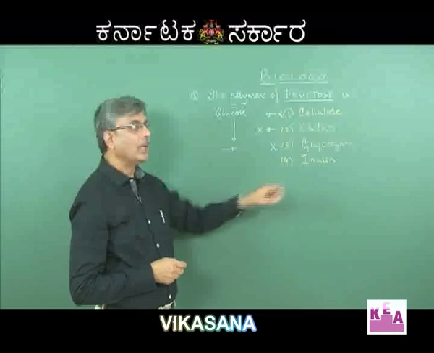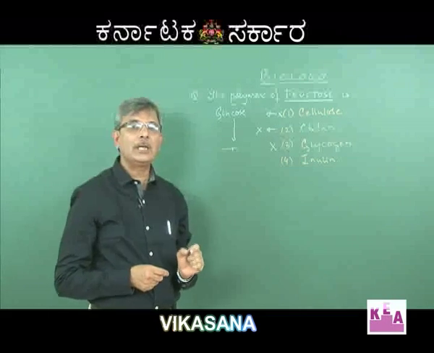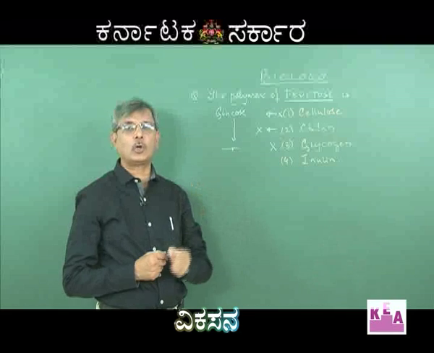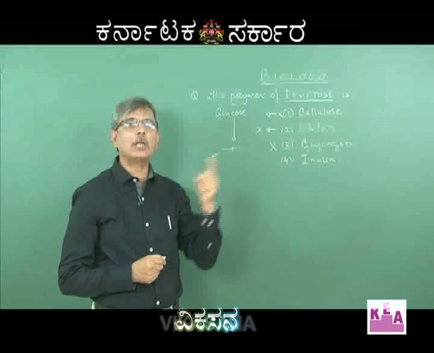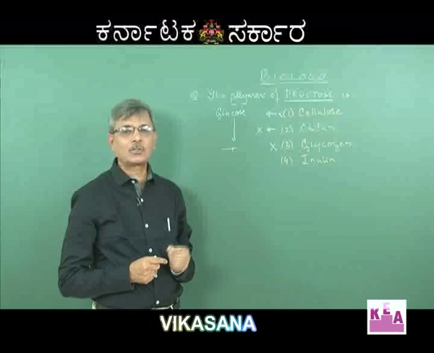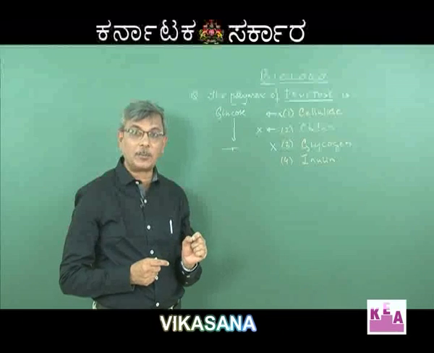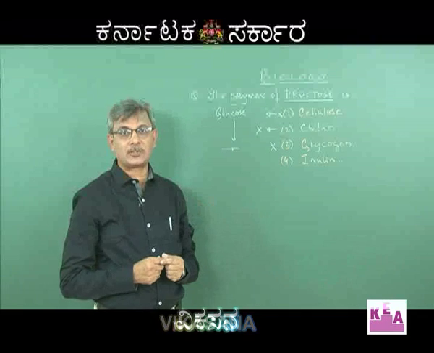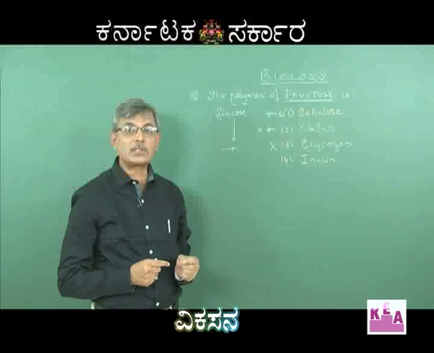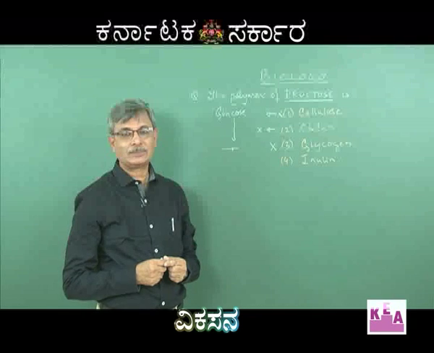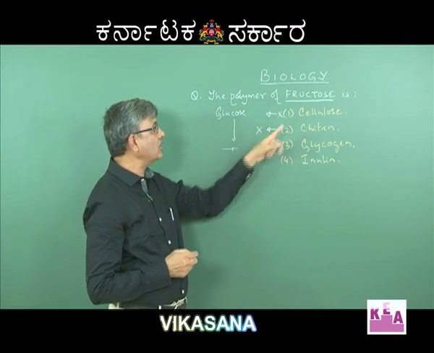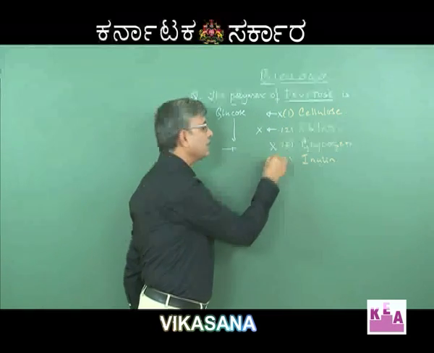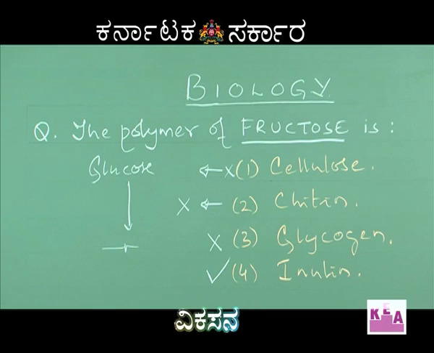Now we come to the option 4, inulin. Please remember, inulin is a polymer of fructose. It is a sweetest sugar. Don't get confused with insulin. Insulin is a protein hormone secreted by beta cells of islet of Langerhans, which is called as hypoglycemic factor. So this is inulin, not insulin, and the answer is inulin. Now we move on to the next question.